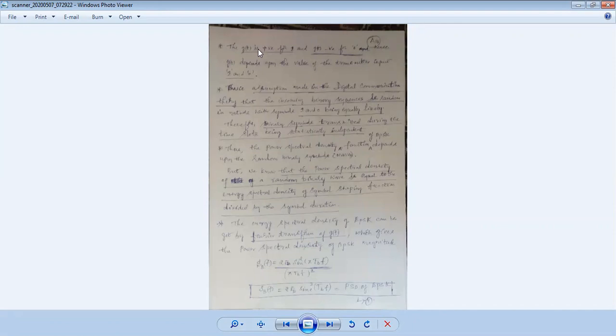G of t is positive for one value to be transferred. G of t is the magnitude of the signal, or the power spectrum. For the pulse shaping, the power spectrum is G of t is minus for 0, depending upon the value transmitted. The basic assumption in digital communication is that the incoming binary signals are random in nature, the symbols 1 or 0 being equally likely. Therefore, the binary symbol transmitted during a time slot is statistically independent. Thus, the power spectral density depends upon the randomness.